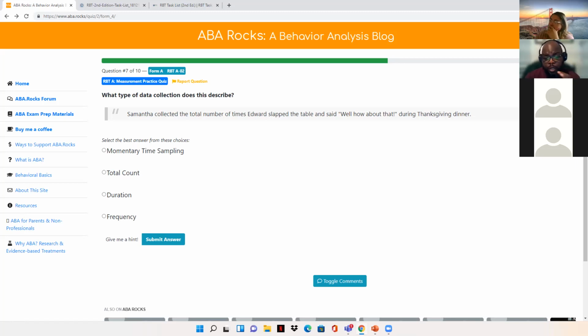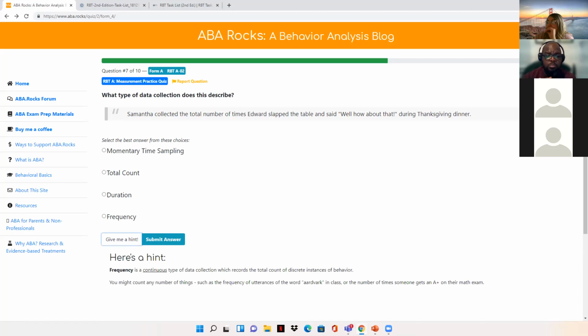Sometimes they add so many words, but you just need to figure out what they're asking. It's the total count, because it's the total number of times that he's doing it during the dinner, right? Samantha collected the total number of times Edward slapped the table. So is it total count or frequency?